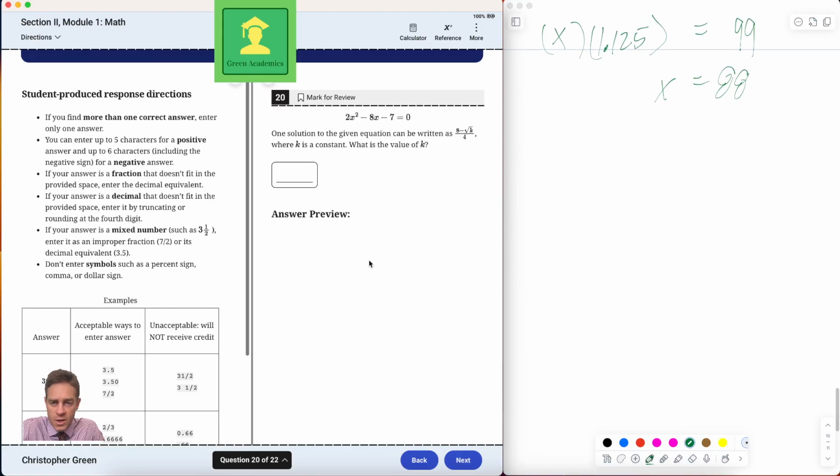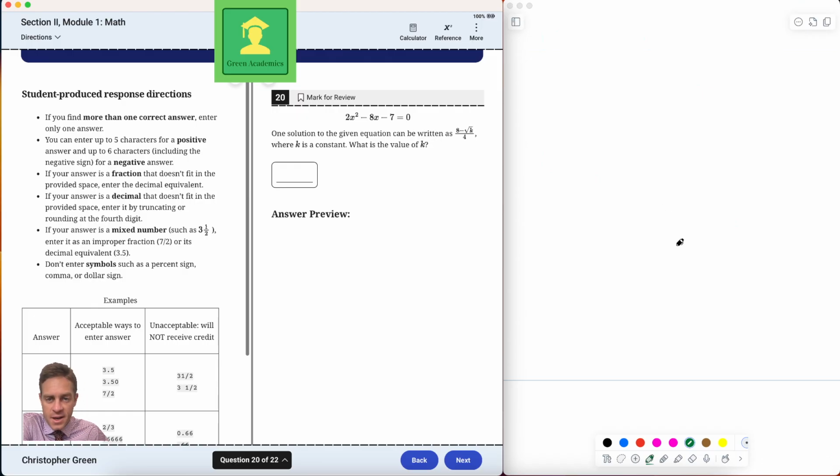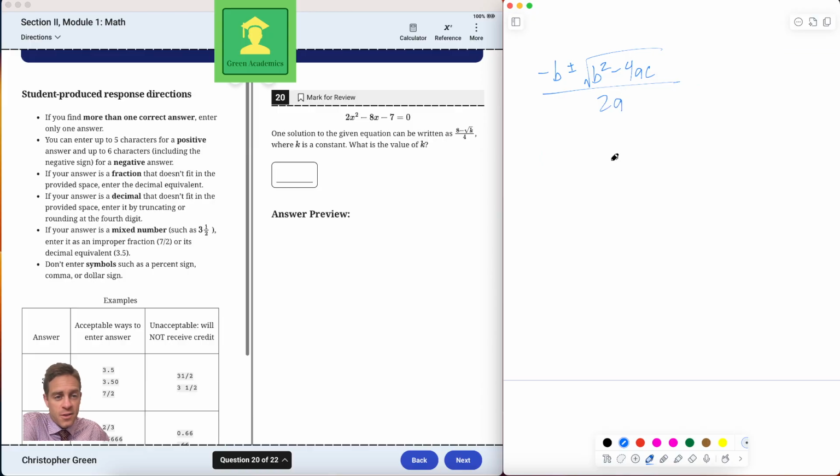That's a quadratic. One solution to the given equation can be written as that, where k is a constant. So you have to use the quadratic formula here. Actually, you could do it on Desmos, but I would recommend using the quadratic formula here. You are expected to know the quadratic formula, and toward the end of sections, when you get a challenging question, you'll probably be asked at least one of these.